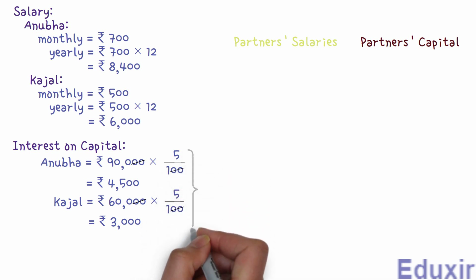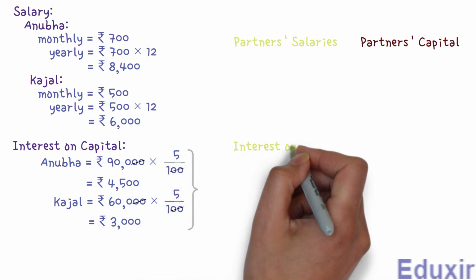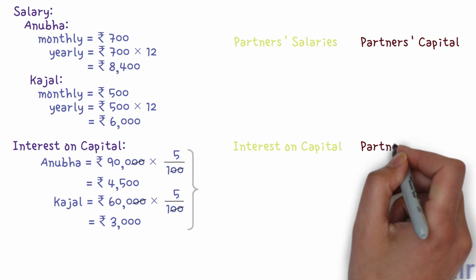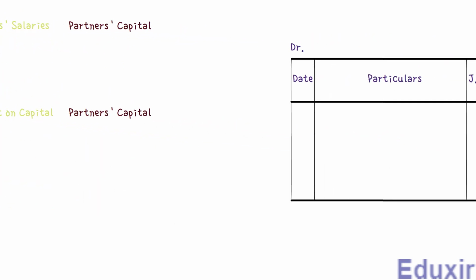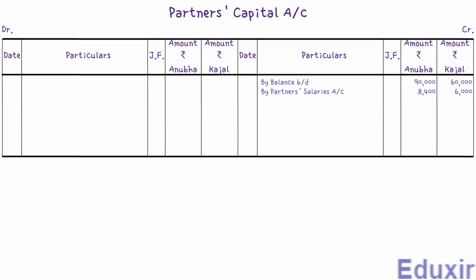Now for posting this interest, we should debit the interest on capital account and credit the partner's capital account individually for each partner. Now, as the preparation of the interest on capital account is not in the scope of this problem, let's leave out the interest on capital account related debit entry and let's directly post the partner's capital account related credit entries into the partner's capital account.